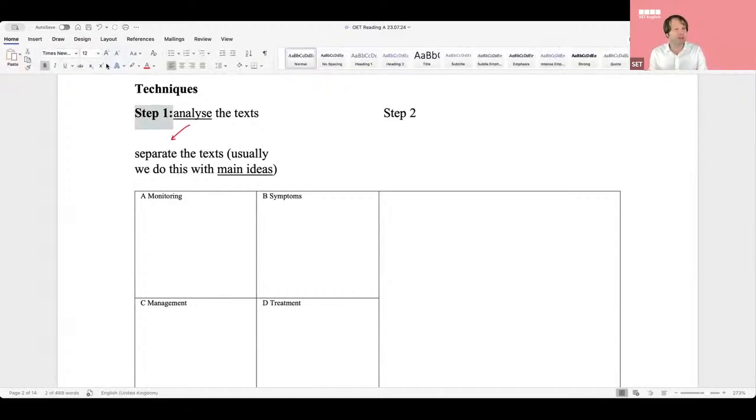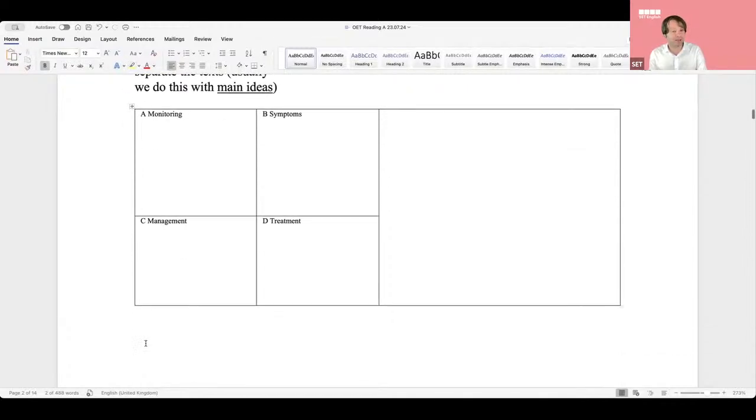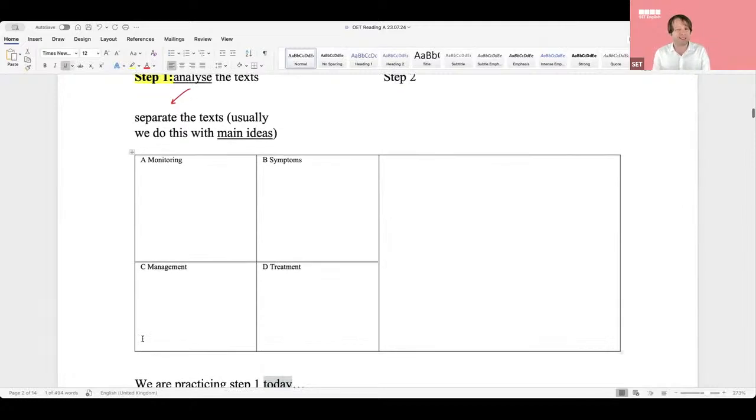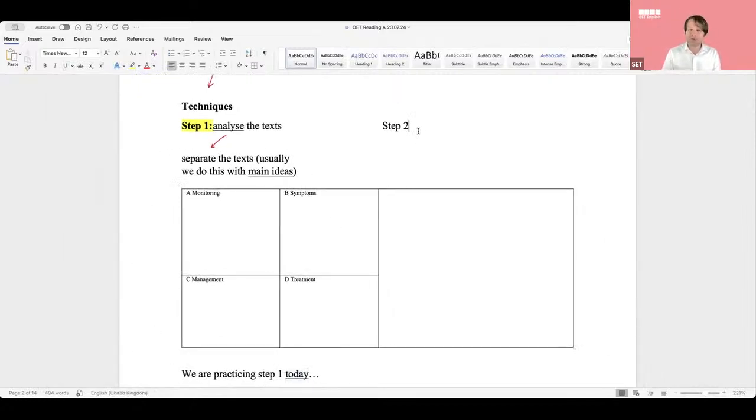Today we will practice this. This is what we will practice today. So we are practicing step one. But I just want to quickly give you an overview. Tomorrow we're going to do a test, and the test is really more about step two.